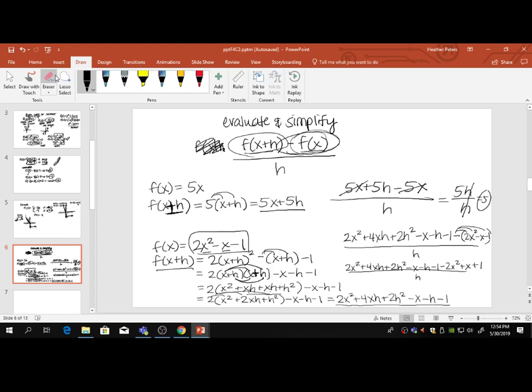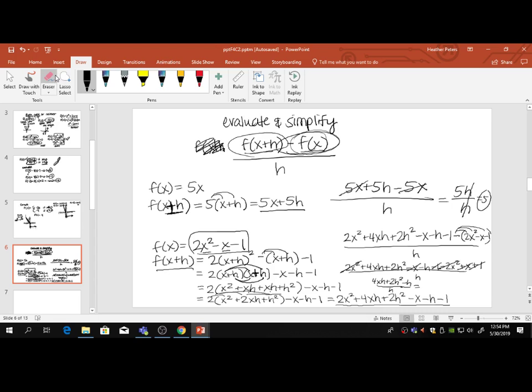Now here's the nice thing, some things cancel. Look, I have a 2x squared and a minus 2x squared, so those will cancel. I have a negative x and a positive x, so those will cancel. I have a negative 1 and a positive 1, so those will cancel. So I'm left with 4xh plus 2h squared minus h all over h.